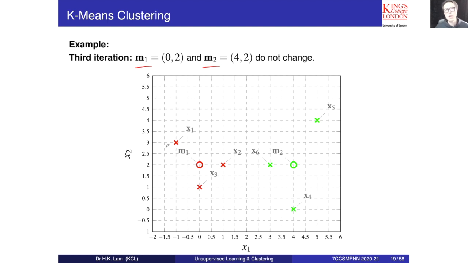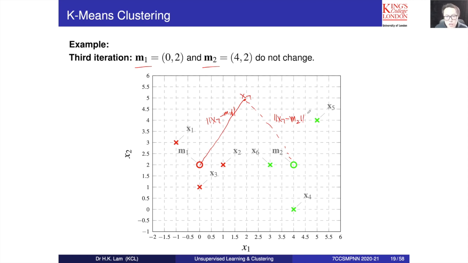Now, when we have a new sample, for example X7 right here, and we want to know which class it belongs to, we do the same thing, that is measure the distance. We are going to have a point right here, measure the distance. This is X7 minus M1. And then we measure the distance X7 minus M2. Pick the one which gives you the smaller distance, and that is the cluster it belongs to.